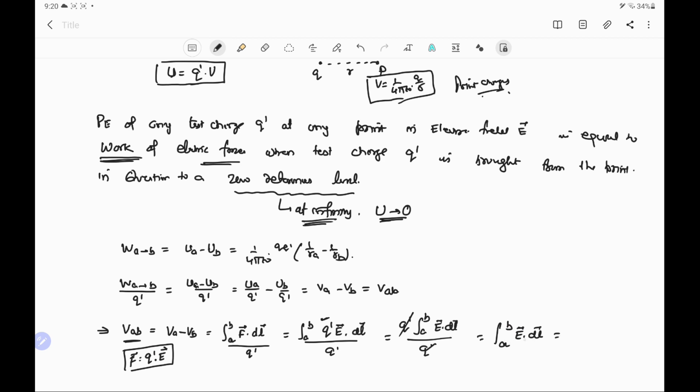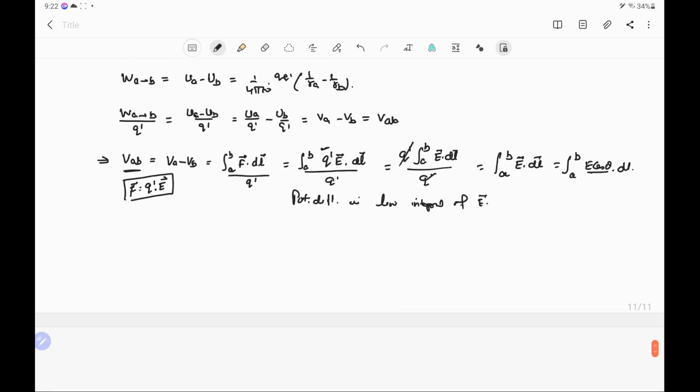Or further we can open this dot product. We can write the integral from A to B, this is the limit from point A to point B, and E dot dl gives the component E cos theta into dl. So this gives the line integral of E. We can say the potential difference is the line integral of the electric field. We further elaborate these equations.